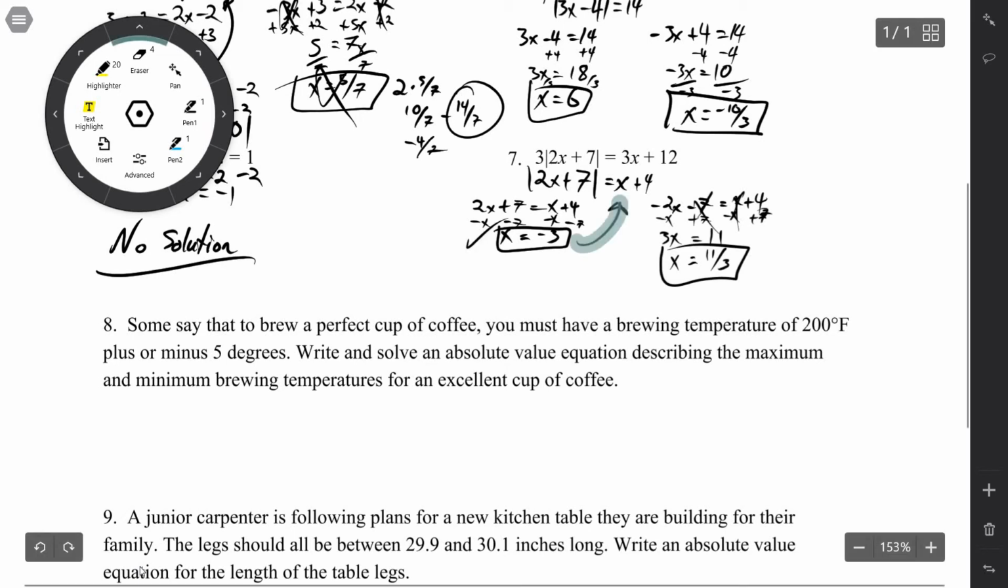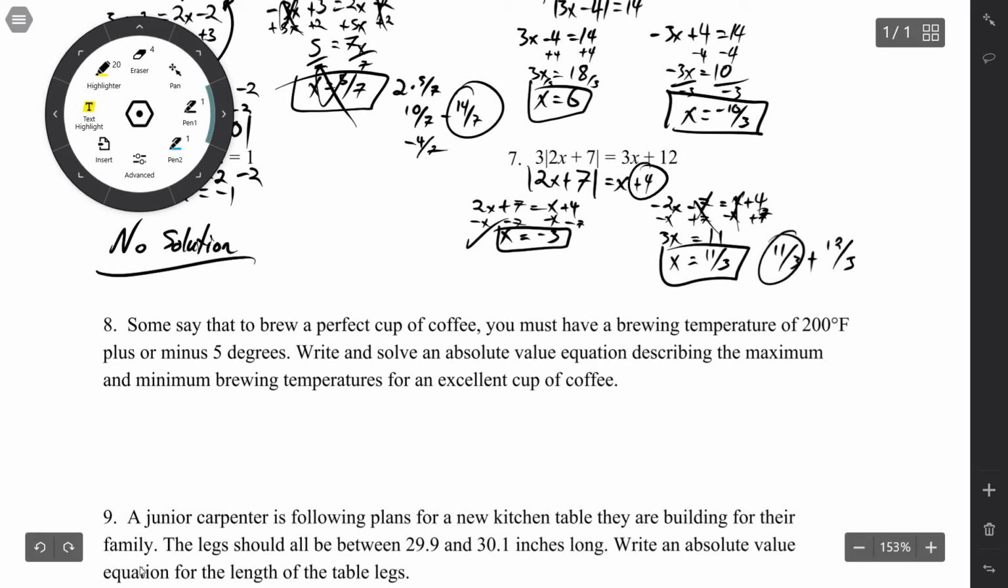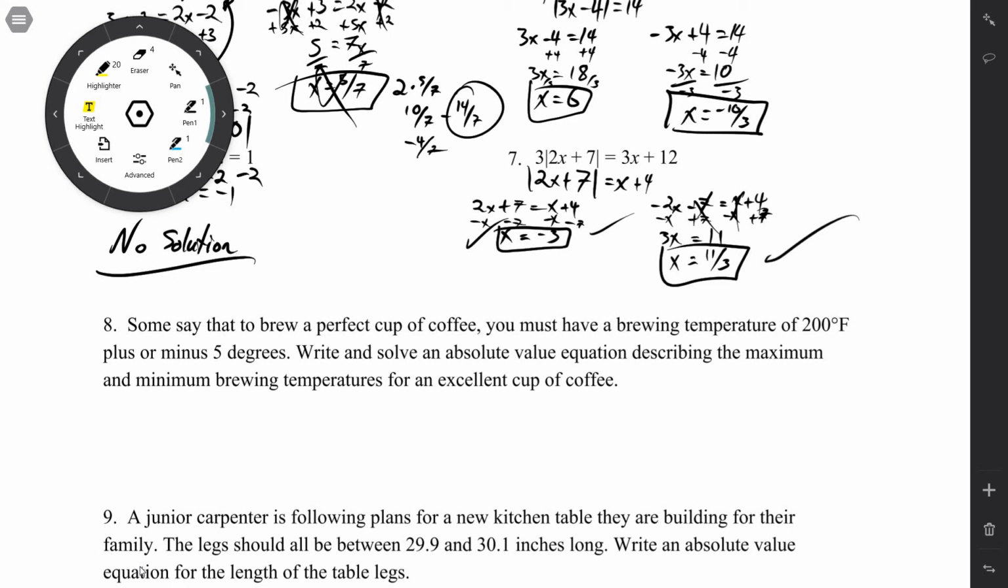And we can go to the trouble of rewriting this as 11 over 3 plus, what's that going to be, 12 over 3, and then adding them all together. But if we realize that we're going to take a number and add it to a 4, and that number is positive, we can skip all that and say, yeah, that's positive. So they both check out. So it's going to be negative 3 and 11/3.